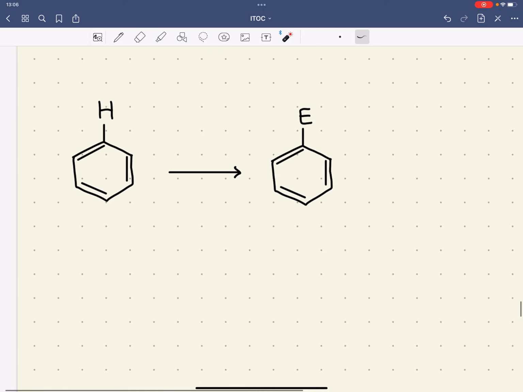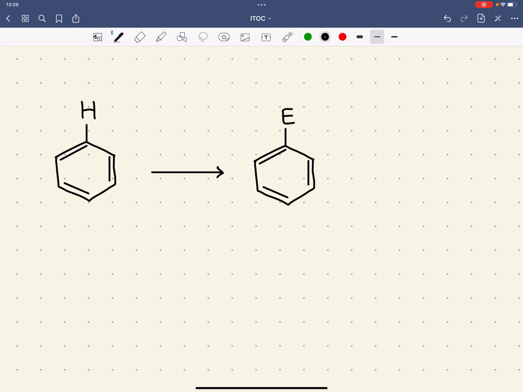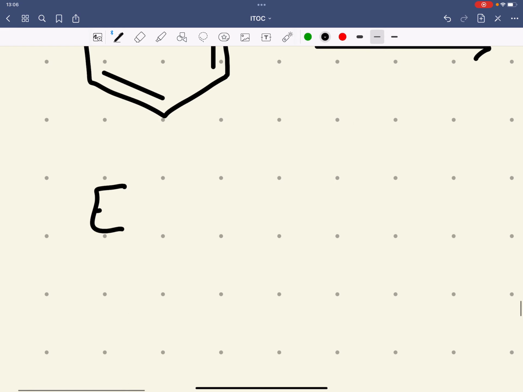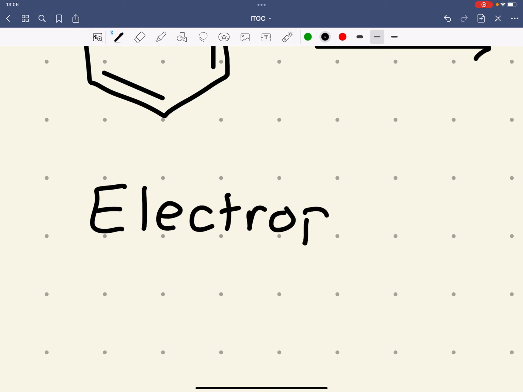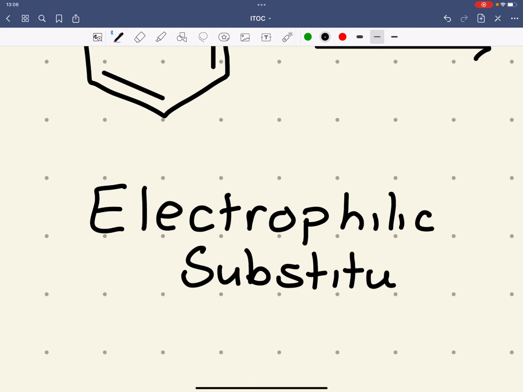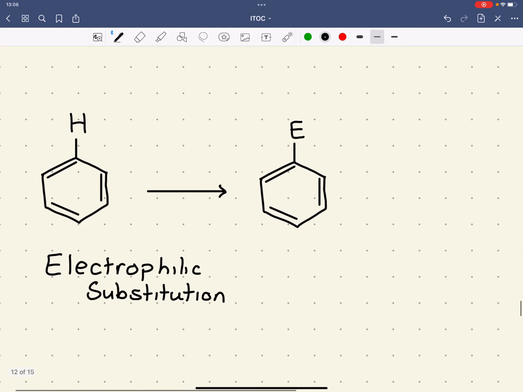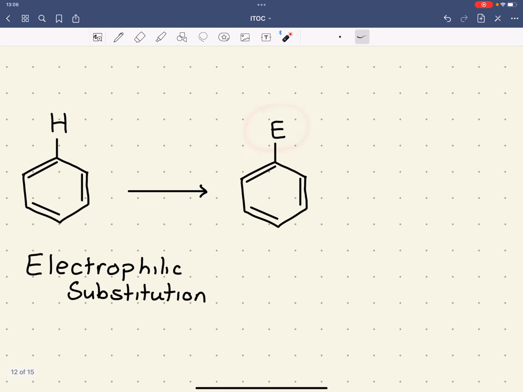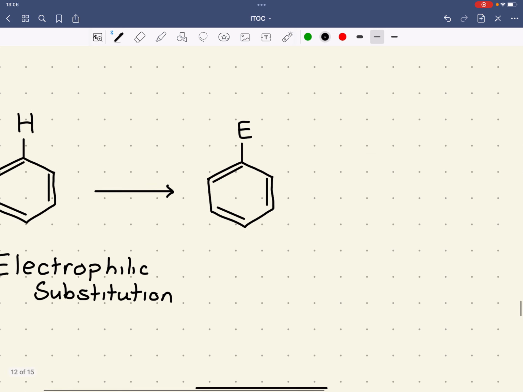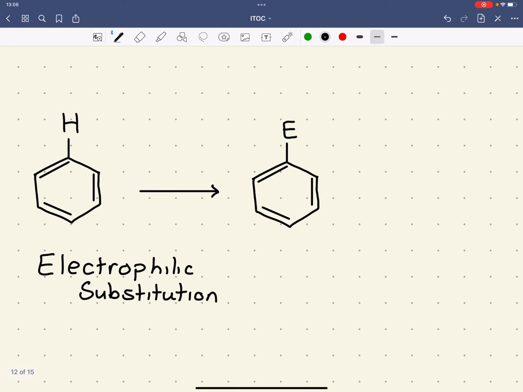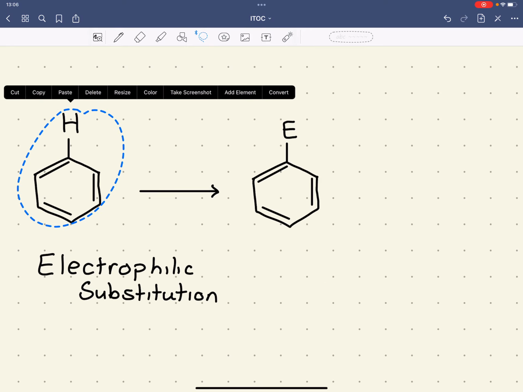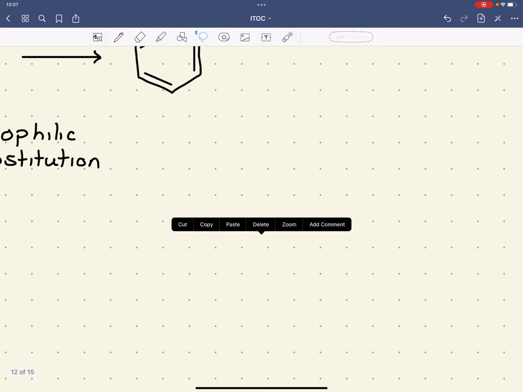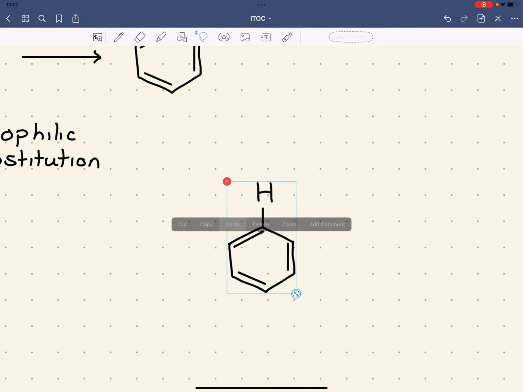Another type of substitution is on benzene rings. If we want to replace, for example, a hydrogen on the benzene ring with another group, we need to do something called an electrophilic substitution. So this here is an electrophile now. Let's have a look at the mechanism of why this undergoes electrophilic substitution.